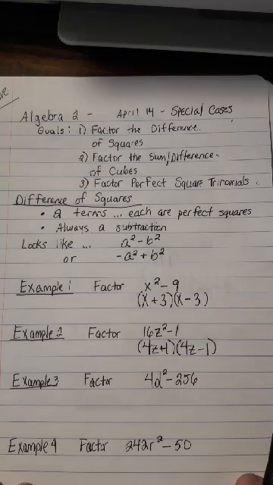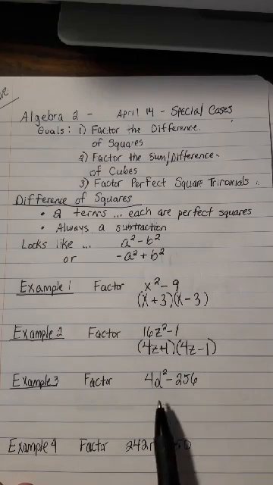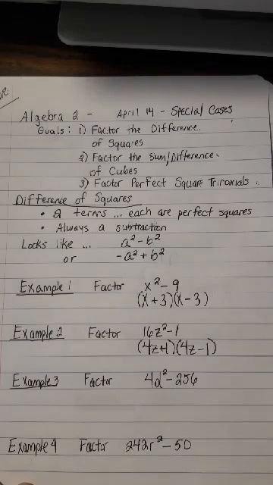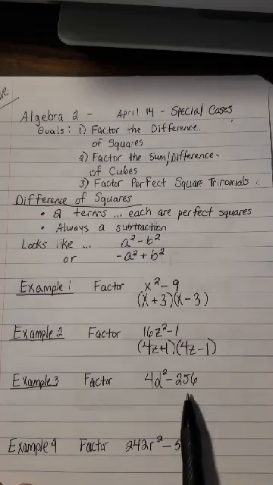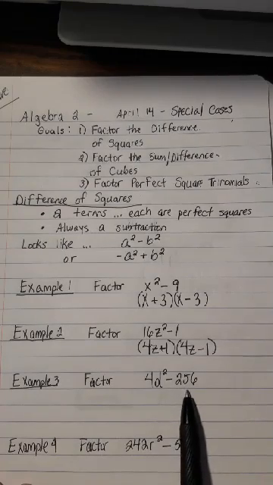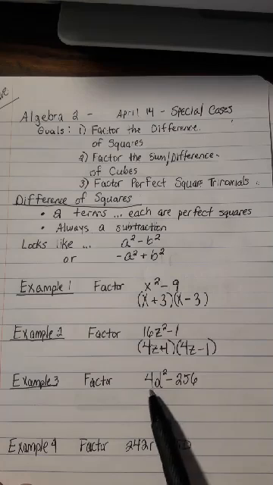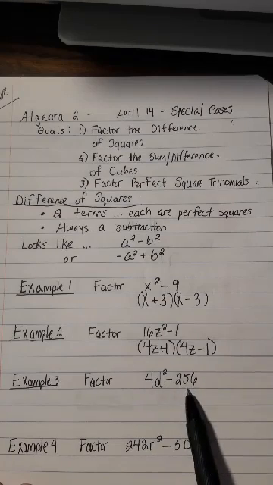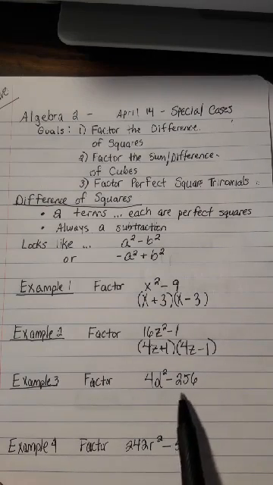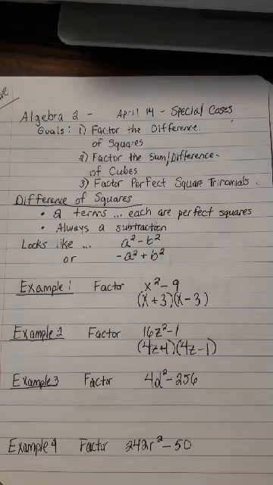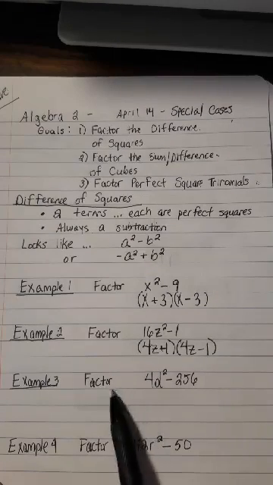Now look at this next one, example 3. Be careful with this one because 4d to the second is a perfect square, and so is 256. However, you've got to factor out a GCF first because there is a GCF. Anytime there is a GCF, you have to factor that out first. So be careful on IXL because if you're in a hurry, you're just going to factor this as 2d minus 16, 2d plus 16, and that's going to be wrong because you have to pull the GCF out front.